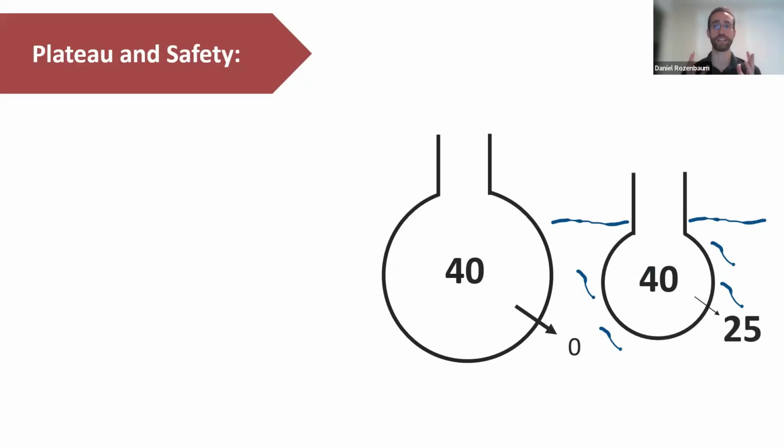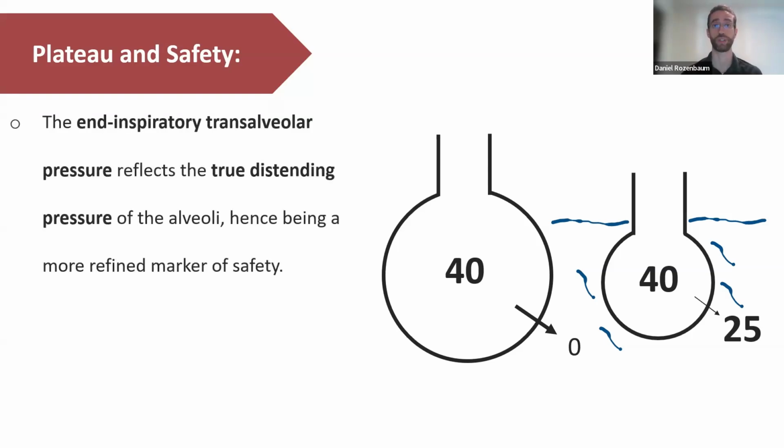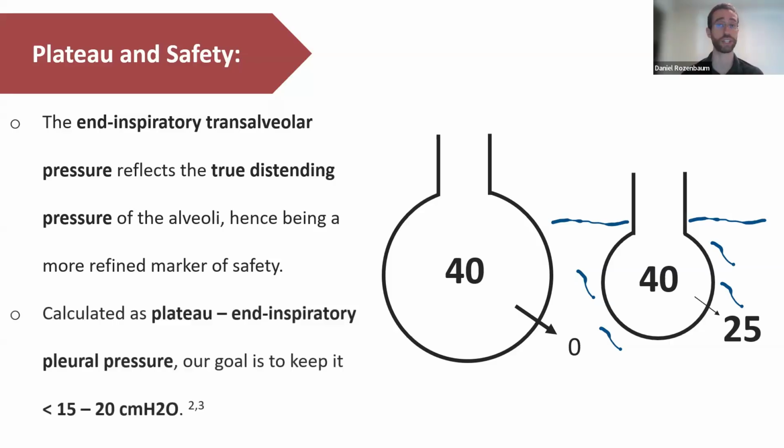And if we apply the same idea to alveoli after tidal inflation, the pressure inside is the plateau, and the pressure outside is the end-inspiratory pleural pressure. Their difference, the so-called end-inspiratory transalveolar pressure, reflects the true distending pressure of the alveoli, and therefore is a more refined marker of safety than the plateau alone. Clinically, we try to keep it at less than 15 to 20 centimeters of water.